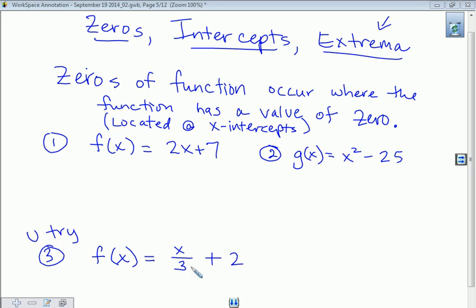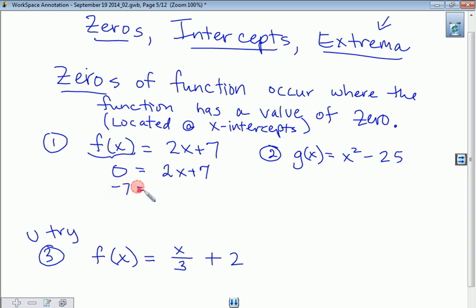Zeros of the function occur where the function has a value of 0. So if I gave you these three functions, number 1, f of x equals 2x plus 7. Number 2, g of x equals x squared minus 25. And number 3 is your you try in just a moment, f of x equals x divided by 3 plus 2. If we wanted to find the zeros of these functions, we want to know where the function has a value of 0. So what can I plug in for f of x? 0. Because I want it to equal 0. And then I just solve.